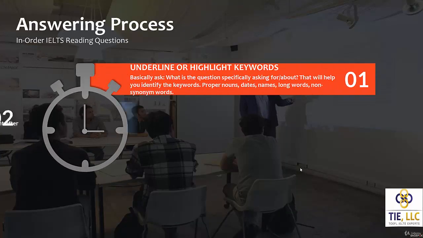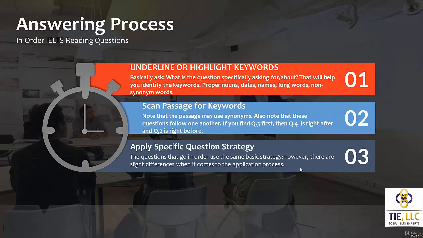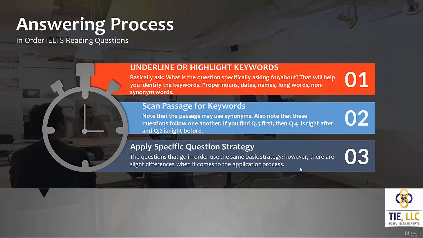Now, with your questions that are going in order, it basically follows the same process. You're starting off by underlining or highlighting the key words. I say highlight because some people are doing the computer-based exam and you can't underline, you would highlight. Basically, you're asking yourself, what is this question specifically asking me for or about? That's going to help you identify the key words.